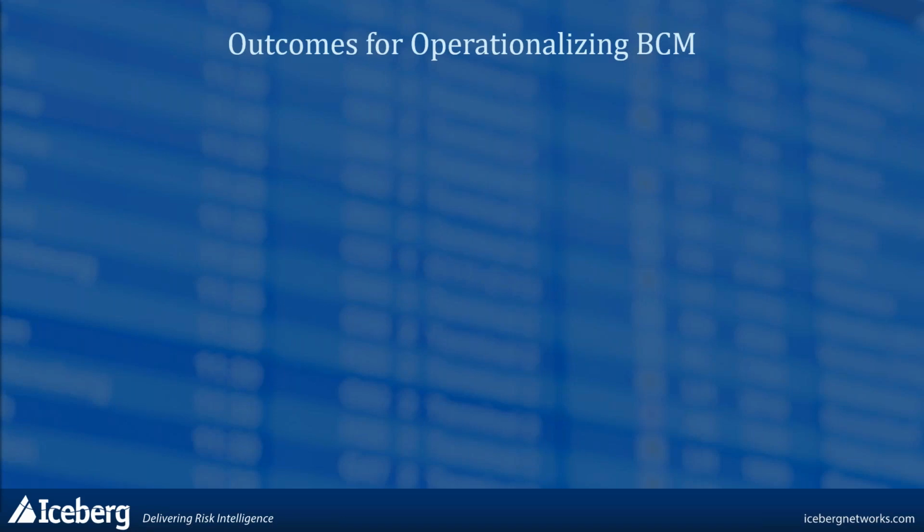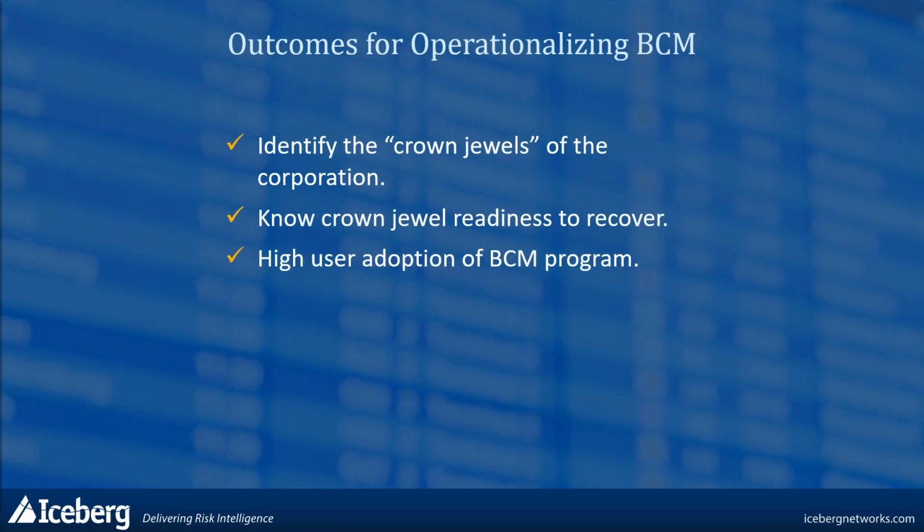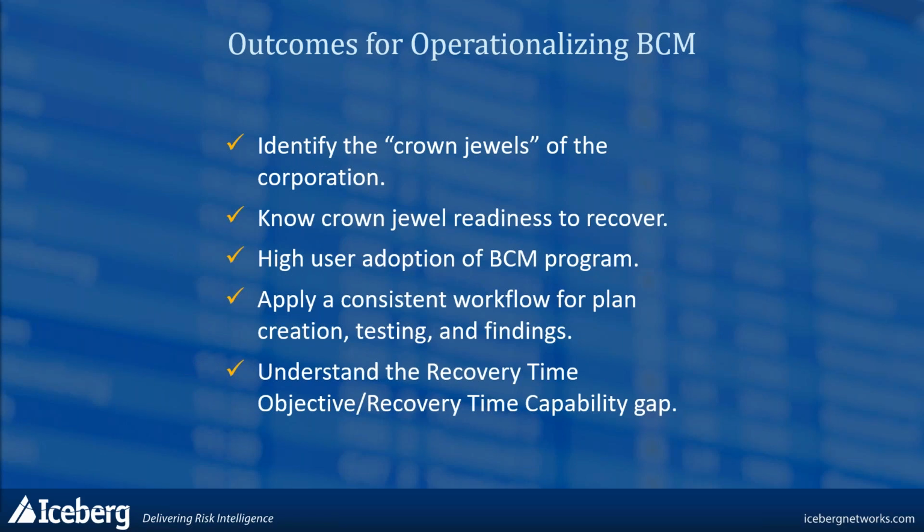As you've heard, we do consider that defining your outcomes is important for your program and for your program's success. To start you off, here are some additional examples of program outcomes that we have seen. They can include identifying the crown jewels of the corporation, which is something that Maria has demonstrated, knowing your crown jewels' readiness to recover, having a high user adoption of your business continuity management program, and applying a consistent workflow for plan creation, testing, and findings. Finally, understand the recovery time objective and recovery time capability.